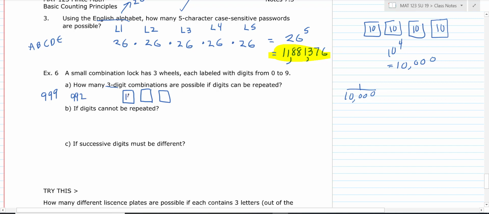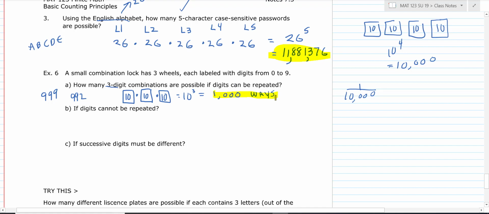So that would mean there would be 10 possibilities there. You can use any of the 10 there because you can repeat, and then any of the 10 there. So you would just do 10 times 10 times 10. That's 10 to the 3rd power. So that would be 1,000 ways to do that. That just means you can repeat.